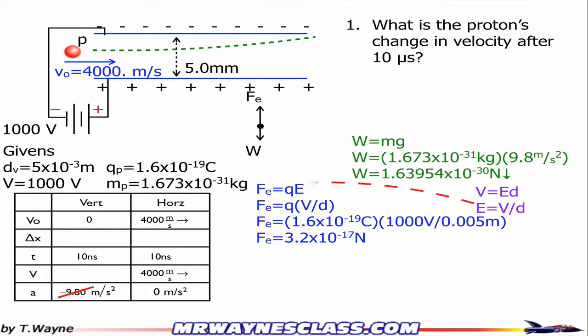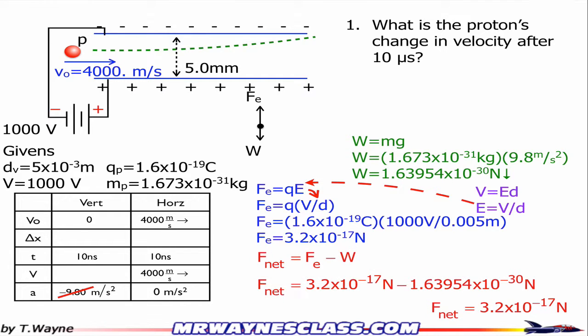So F is equal to QE. Then I'm going to substitute V over D for E. Putting in my numbers, I get 3.2 times 10 to the negative 17, which is a whole lot bigger than the weight. So when I find the difference in these two, the force going up minus the force going down, I get the net force to be basically the force due to the electric field, of 3.2 times 10 to the negative 17 newtons. Alright, so that gives me a net force going up.